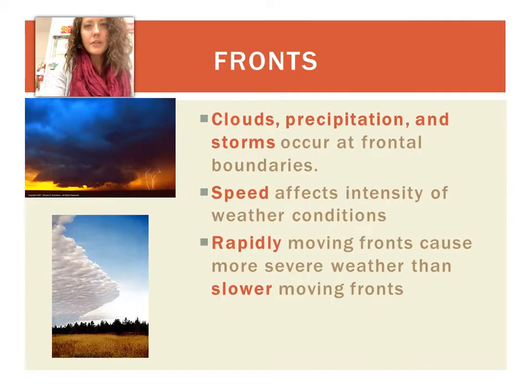Where we have the boundaries between the air masses, we can typically expect to see some type of stormy weather as we transition from one air mass to another. So a lot of times we'll see different types of clouds, we'll see types of precipitation, and often storms. Speed of the moving front will also affect how intense the weather conditions are. So the faster the front moves, the more severe we could expect the weather to be.